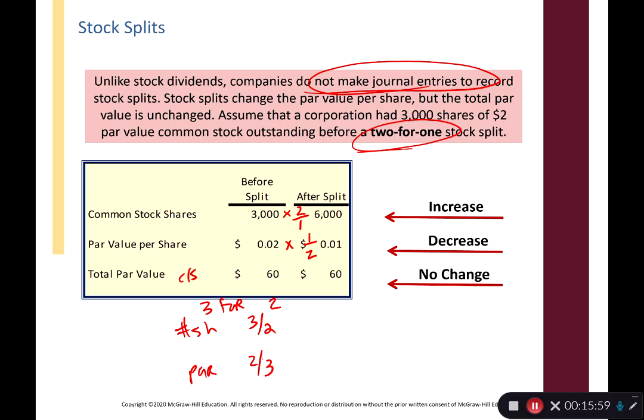Bottom line, a stock split and a stock dividend have no net impact on equity. A stock split has no journal entry at all, whereas a stock dividend moves retained earnings into contributed capital. Still, the net effect is 0.